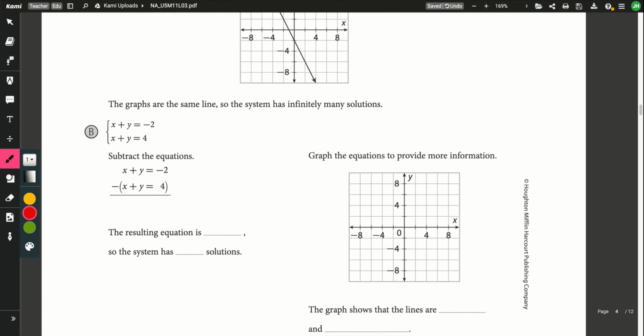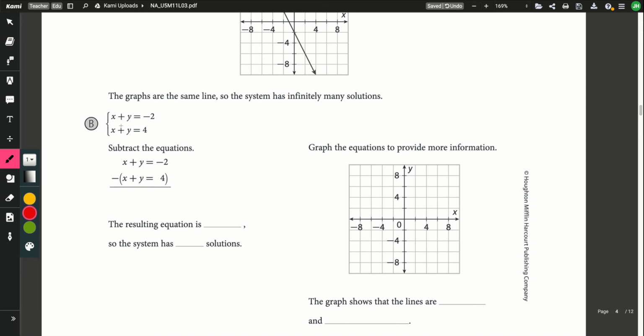Okay, the other one like this, on this one we're subtracting because they have the same coefficients. x minus x is 0. Plus y minus y is 0 equals -2 minus 4, which is -6. 0 does not equal -6. It will never equal -6. So this has 0 solutions. These lines are parallel. x plus y equals -2.